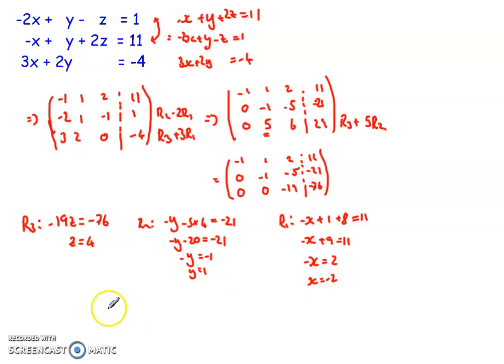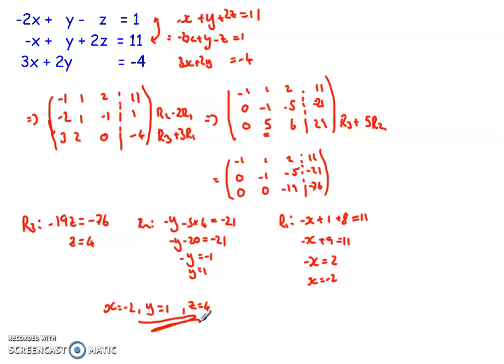So my solution for this system of equations is x is -2, y is 1, z is 4. So that there satisfies all three of those linear equations, and that's me got my three variables x, y and z, and I've solved it.